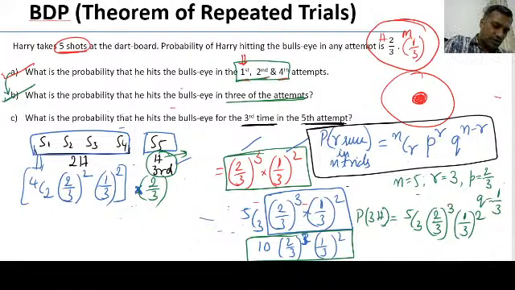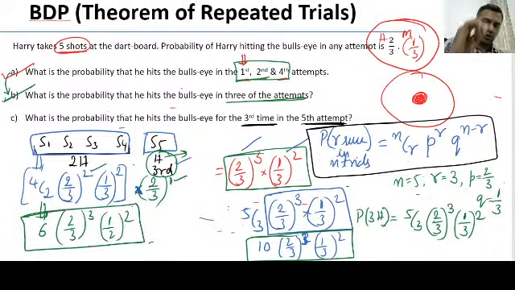How does your final answer look? 4C2 is nothing but 6, times 2 by 3 raised to power 2, and there is one more 2 by 3 here. Therefore 2 by 3 raised to power 3 and 1 by 3 raised to power 2. This looks like a final answer.